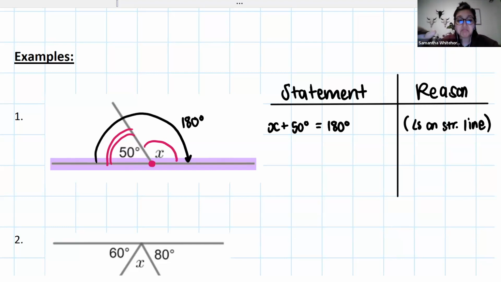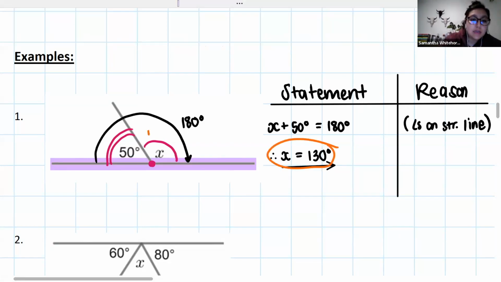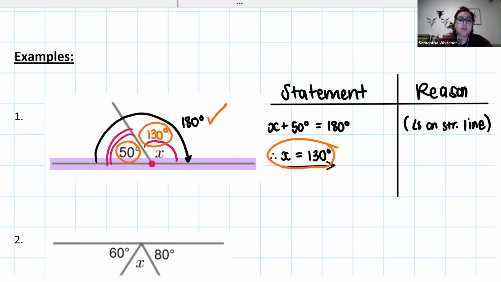Right, so guys, inverse operations, we're going to subtract 50 on both sides. And so we get that X is equal to 130 degrees. Now, guys, remember, you can double check yourself. If I now take that answer of 130 and I replace X with it, if I say 50 plus 130, do I get 180? Yes, I do. So I have correctly found my value of X. Please always remember, because what you are in essence doing is solving an equation, you can double check you have done it correctly.